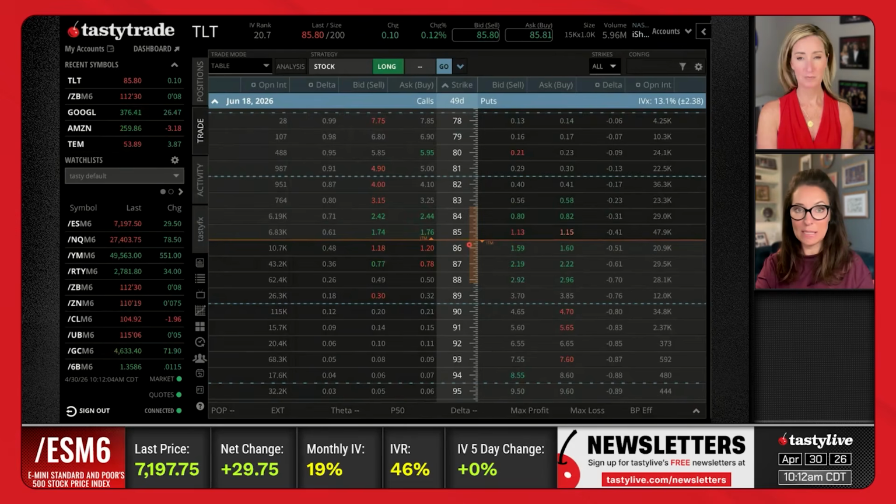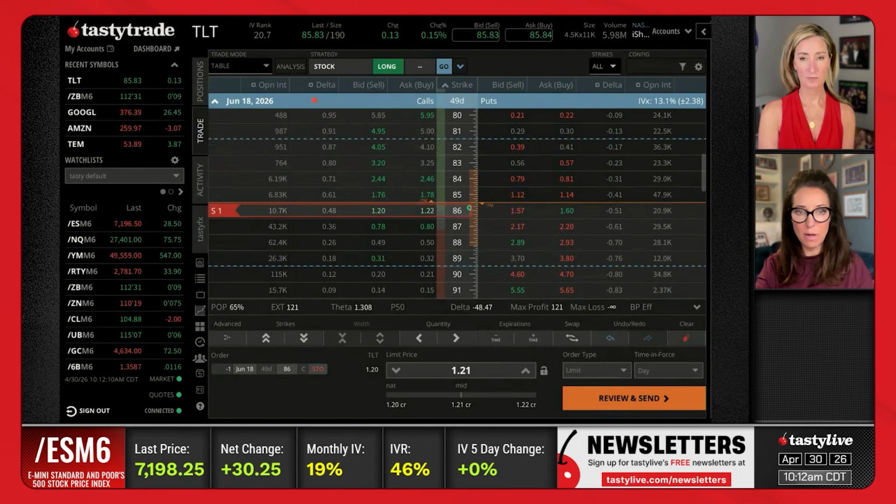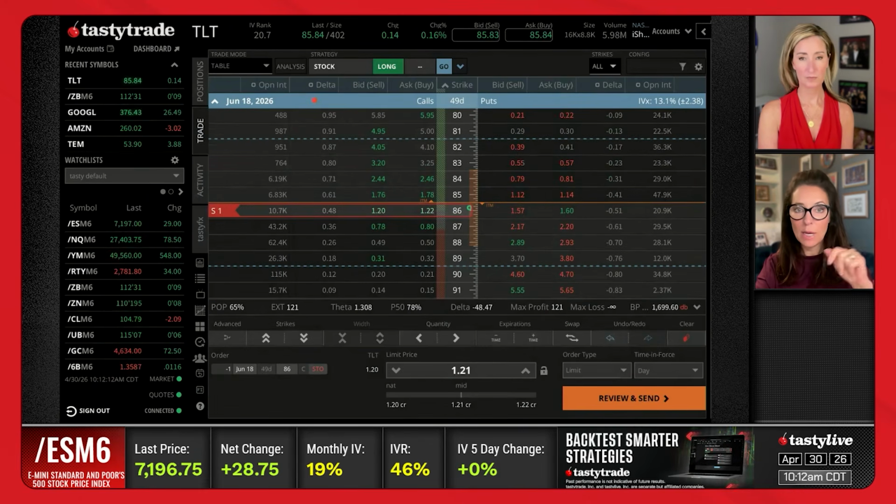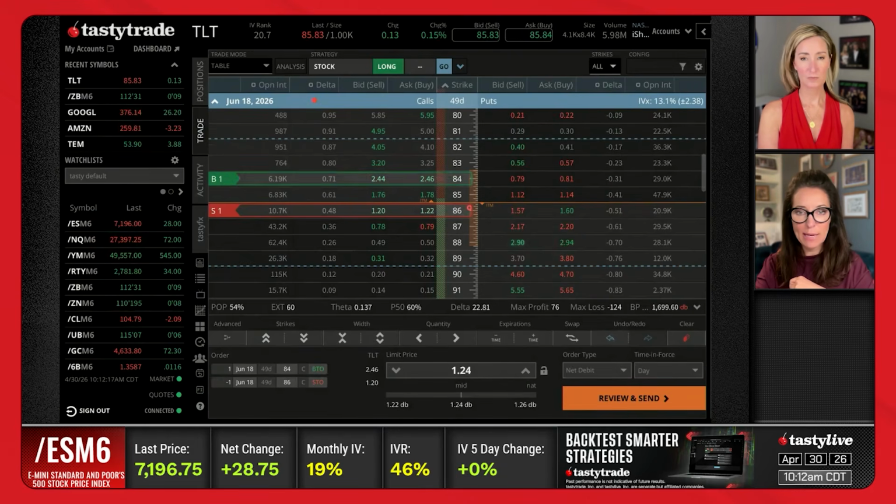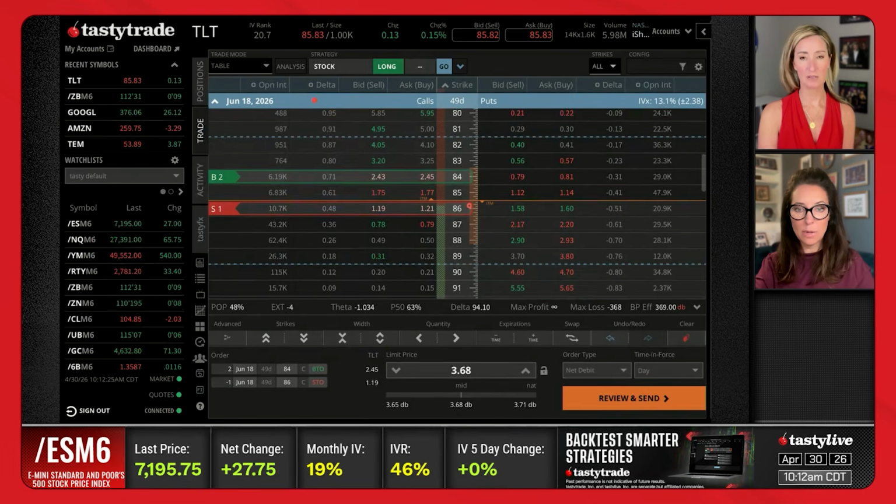So I'm going to sell one 50 delta call. Here's the 48 delta, the 86 call. I'm going to sell one 50 delta call, and I'm going to buy two 70 delta calls. Here's a 70 delta call, the 84. Buy two of those. What I'm trying to do is get this green bar on my break even. Yeah, you got to toggle it. Perfect. Okay, good. It's right there.